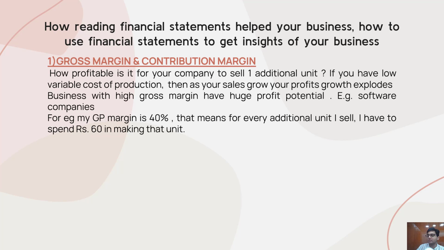If you have high gross profit margins, then the more you scale your business, the better your profits will grow, because your fixed expenses, that is your other operating expenses, are usually more fixed in nature. And if your GP margin is high, the more your net profit will grow. So for example, a way of understanding GP margin: for software companies, if they say that the GP margin is 40%, that means for every additional unit that software company sells, it has to spend only 60 rupees in making that unit. That is another way of looking at GP margin.